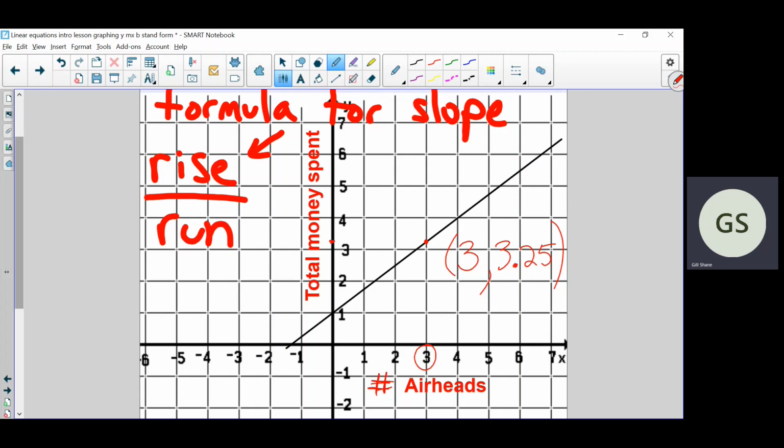We don't have to do any math. I mean, we could have. We could have plugged 3 in and done math. We don't have to, though. We can just look at the graph and say that, well, I know the line. That line is all my possible combinations of the number of airheads and then the total cost.